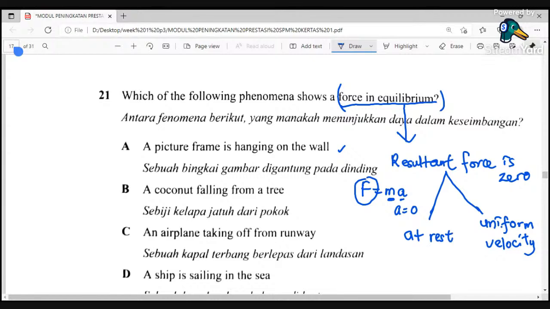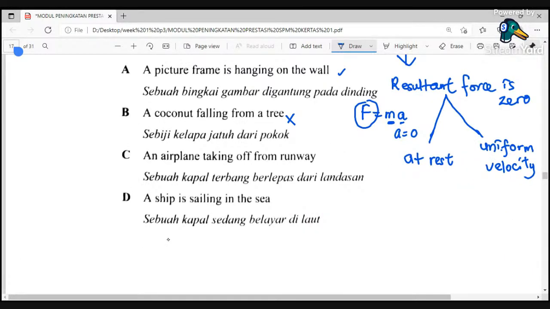B, a coconut falling from a tree. The acceleration is the acceleration due to gravity, so there is a net force. So this is not in equilibrium. Free fall. C, an airplane taking off from a runway is speeding up, moving up. So ini juga bukan forces in equilibrium. The force increases.